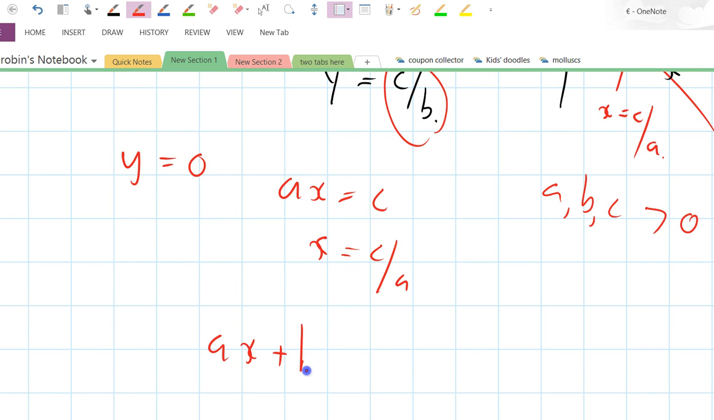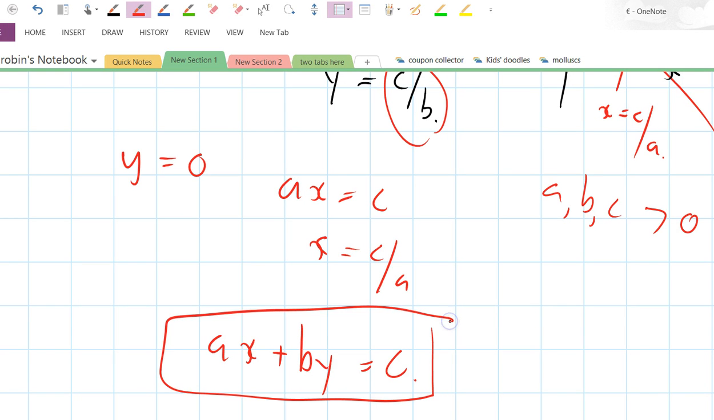ax plus by equals c. And we'll see in a later screencast, when I start talking about more advanced concepts like dot products and so forth, that this one's a very natural formulation for straight lines that allows you to generalize it to hyperplanes and all sorts of exciting stuff. Right, I'm going to stop there.